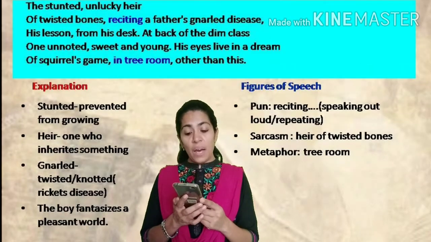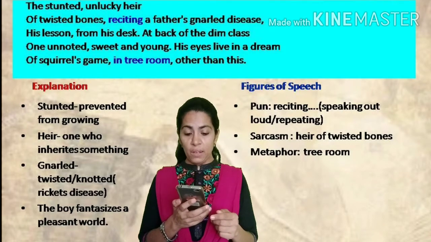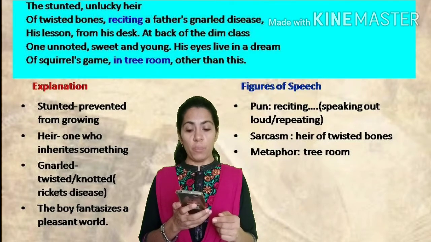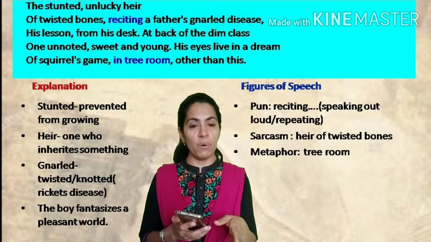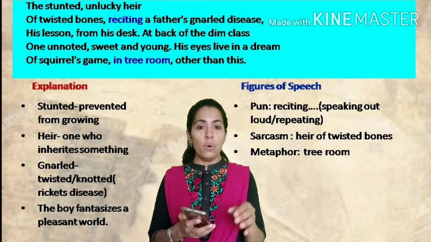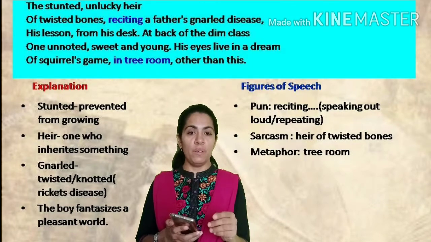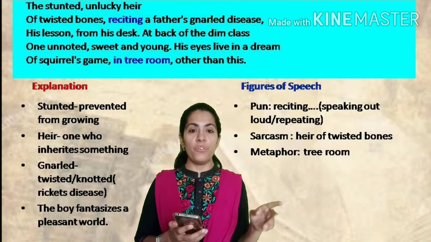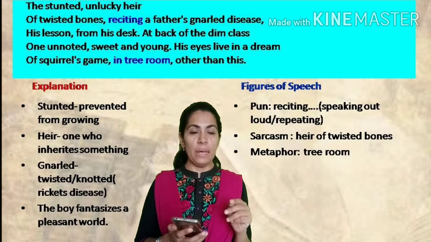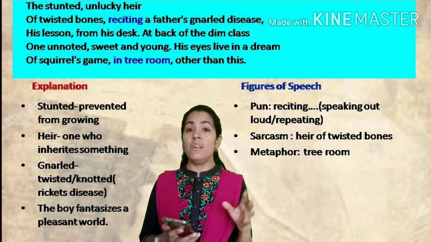"The stunted, unlucky heir of twisted bones, reciting a father's gnarled disease, his lesson from his desk." It's the language, it falls like a hammer on us. Stunted: another boy whose growth has been prevented due to a disease. He's an unlucky heir of twisted bones. See the sarcasm in the lines. The poet sarcastically says that he is an heir.